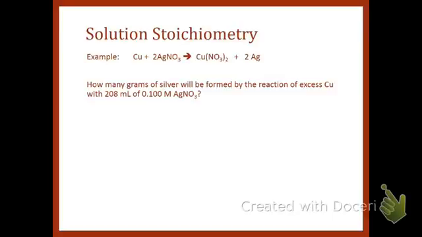This one wants to know how many grams of silver will be formed by the reaction of excess copper with 208 milliliters of 0.1 molar silver nitrate. So the balanced equation is already there because that's what we always have to start with. So we're going to start with this right here because it's really the only thing we can start with. And remember, because molarity is moles over liter, our volume has to be in liters. And the conversion factor is 1,000 milliliters to a liter.